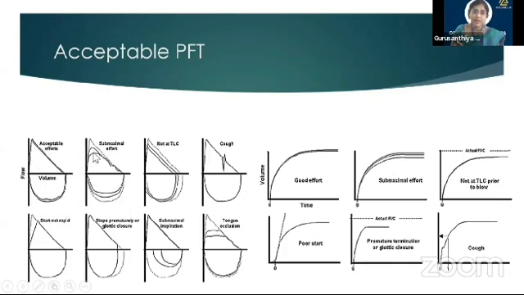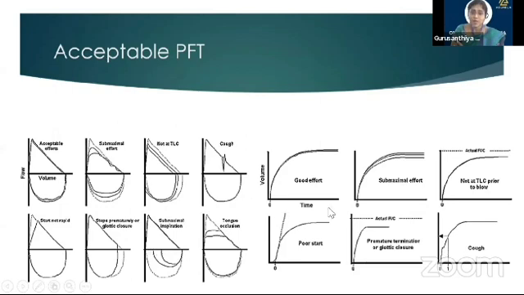Here, the patient has made only a submaximal effort compared to the normal one, and hence this PFT is not acceptable. In this spirogram, the patient has tried to cough in between, and hence it is not acceptable. The same goes for all these parameters. These spirometries are not acceptable.